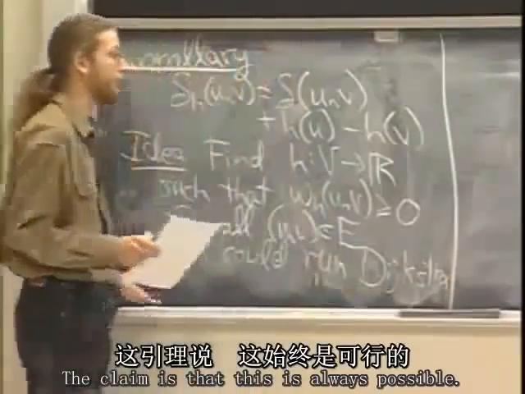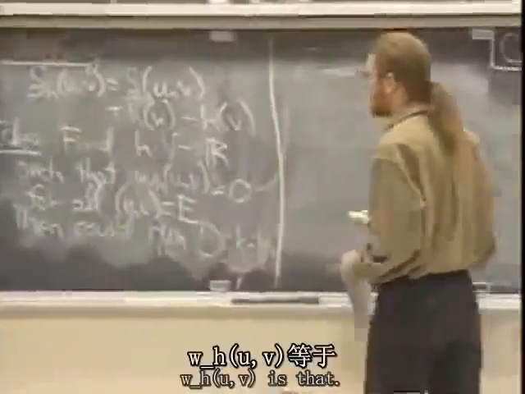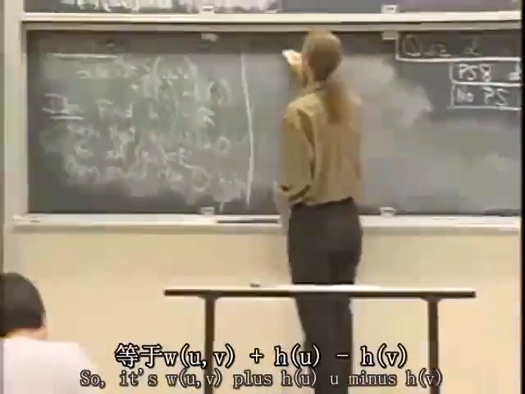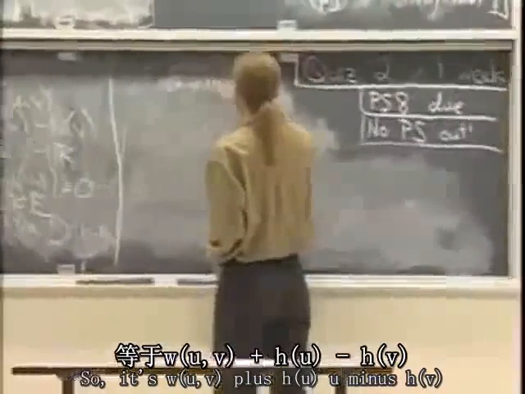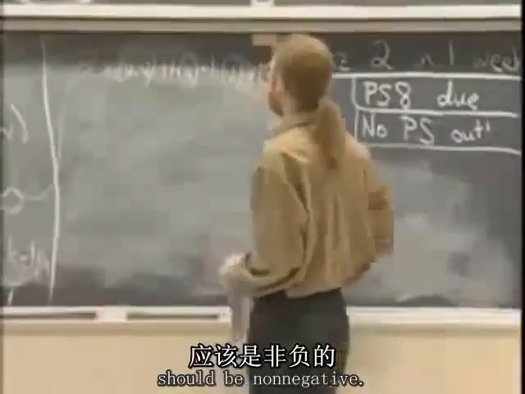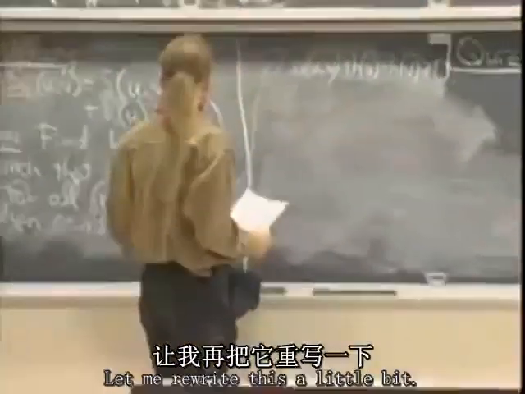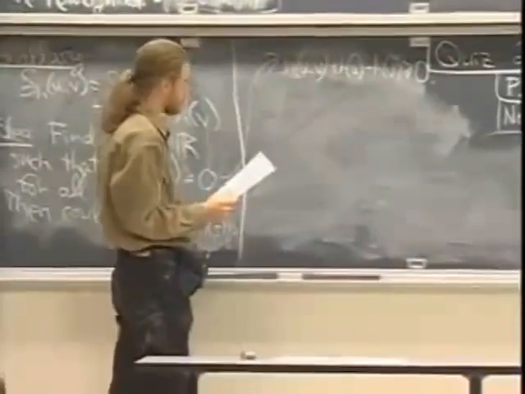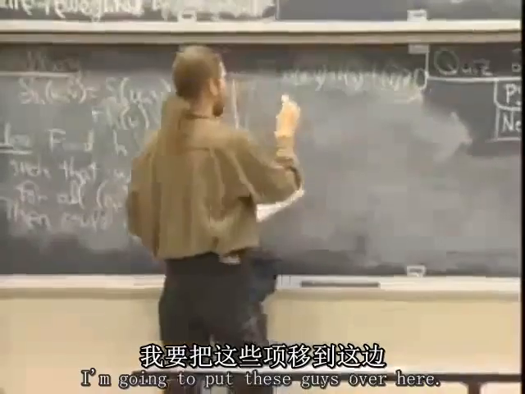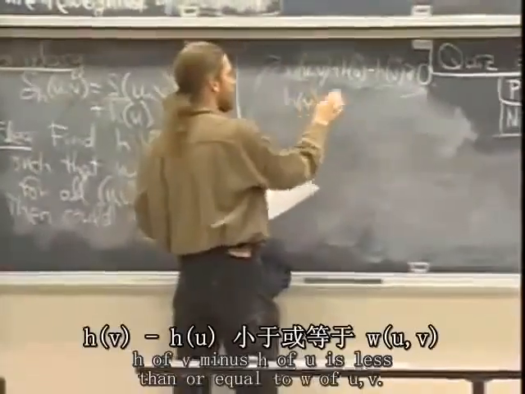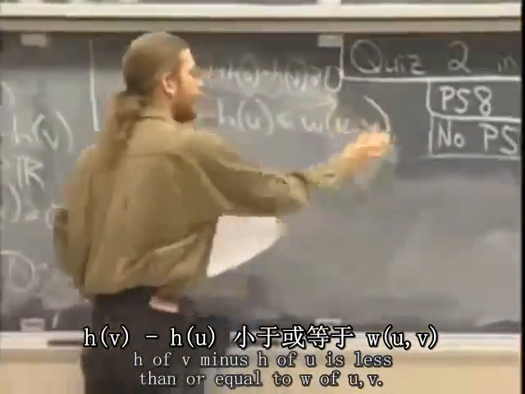Claim is that this is always possible. Okay, why should it always be possible? Well, let's look at this constraint. W sub h of uv is w of uv plus h of u minus h of v, which should be non-negative. Let me rewrite this a little bit. I'm going to put these guys over here. That will be the right thing. h of v minus h of u is less than or equal to w of uv. Does that look familiar?